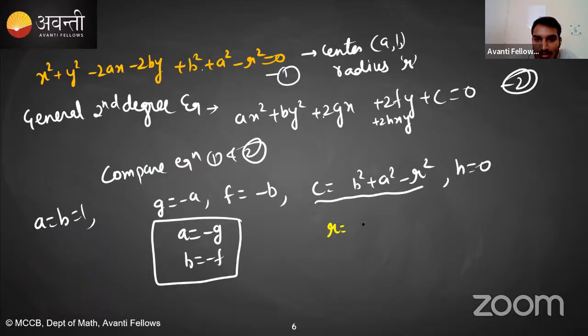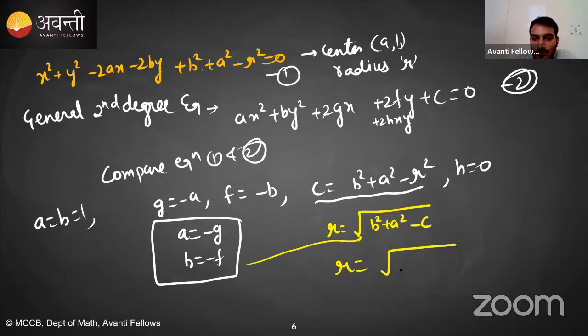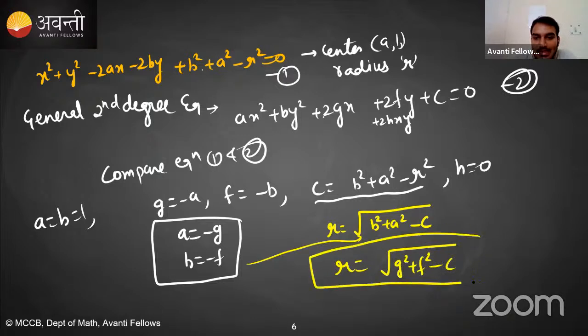Radius is nothing but under root of b square plus a square minus c. B is minus f, a is minus g. So substituting this, radius is under root of g square plus f square minus c. Is this clear, students? Is this clear, everyone?